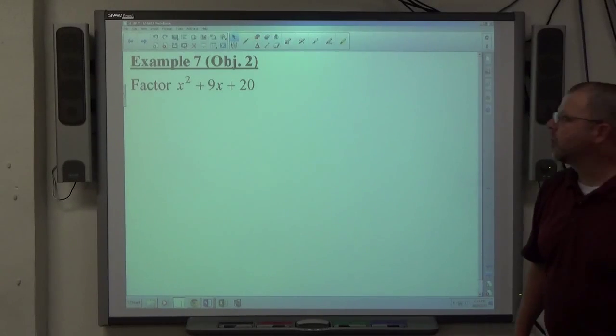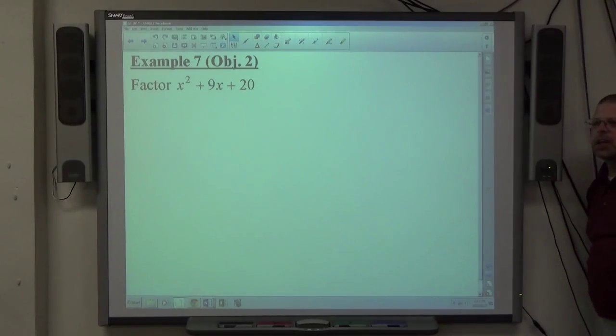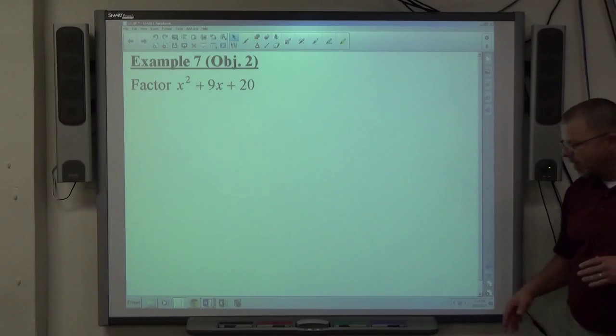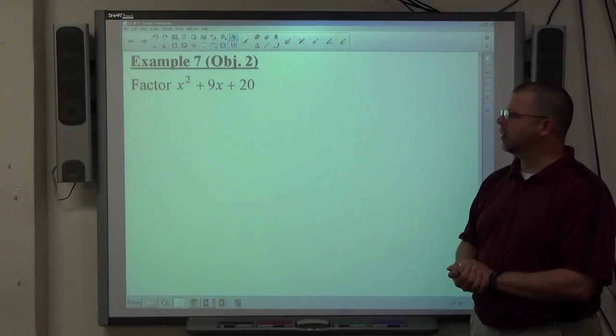Example 7, factor x squared plus 9x plus 20. And while I'm thinking about it, I mentioned earlier before I started recording that we're going to do something called things that are quadratic in form. And that's, again, coming up in a future lesson here pretty shortly.